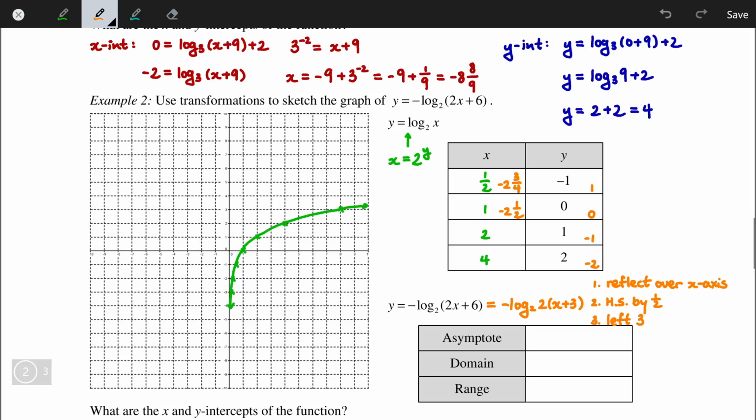2/2 is 1. 1 minus 3 is negative 2. 4/2 is 2. 2 minus 3 is negative 1. So these are our 4 new points. We have negative 2 3/4, 1. So it'll be around here. Negative 2 1/2, 0. Negative 2, negative 1. And finally, negative 1, negative 2. So these are our 4 points that we can use. Okay. So the graph will look something like this.